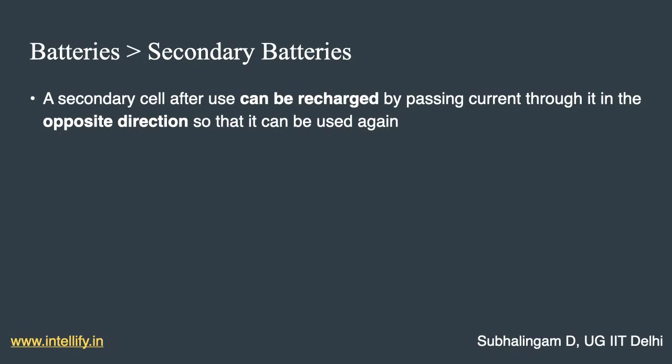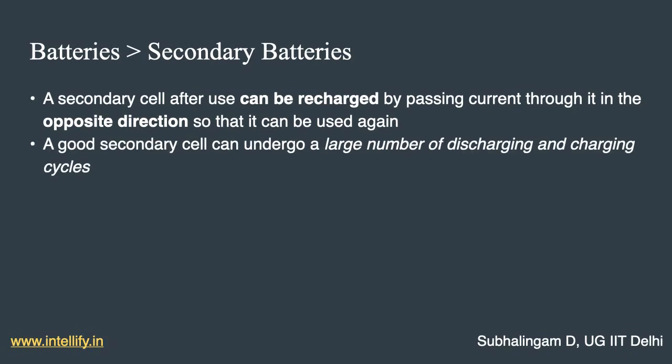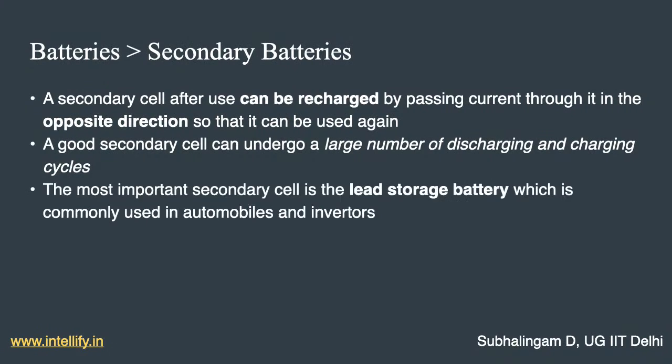So this is the differentiation factor between secondary cell and primary cell. In the secondary case, we can recharge it by passing current in the opposite direction. A good secondary battery can undergo a large number of discharging and charging cycles. The most important secondary cell is the lead storage battery, which is commonly used in automobiles and inverters.